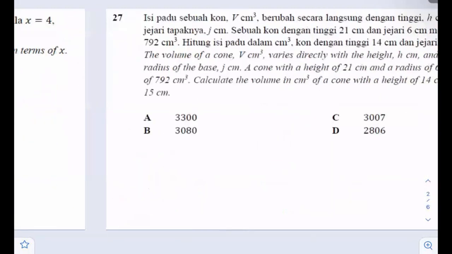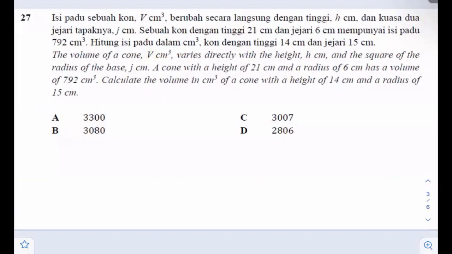Next, to solve this question, we need to know what the variables are. First is the V, which is the volume of a cone. And we have h, which is the height. And we have j, which is the radius of the base. So now let's write the relationship expression. V varies directly with the height and the square of the radius, so it's j squared. And we change the fish to equal k. So V equal k h j squared.